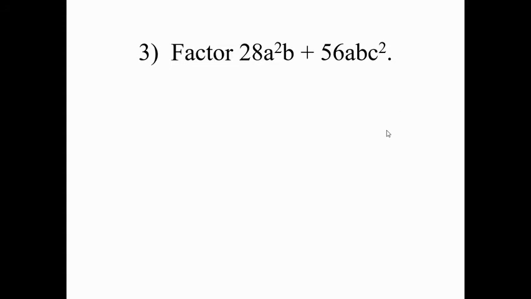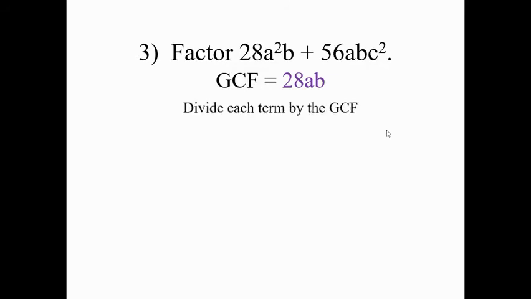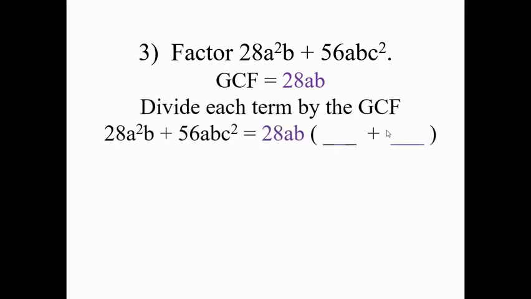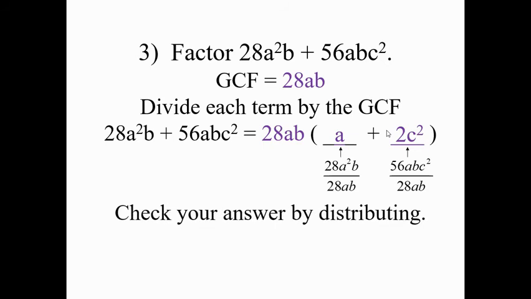Let's take a look at these. These seem more complicated, but what does 28a squared b plus 56abc squared, what is their GCF? That's right, and it's actually 28ab. We're going to divide each term by the GCF. So we have 28a squared b over 28ab. What term do we get left? Just an a. Or if we take 56abc squared divided by 28ab, what is left? 2c squared. And again, you can always check your answer by distributing.